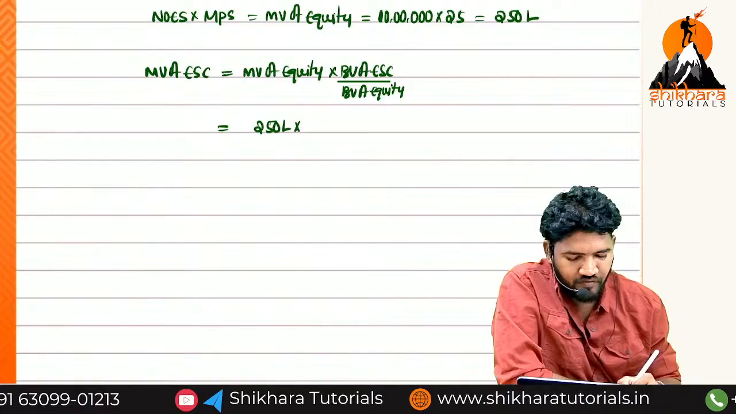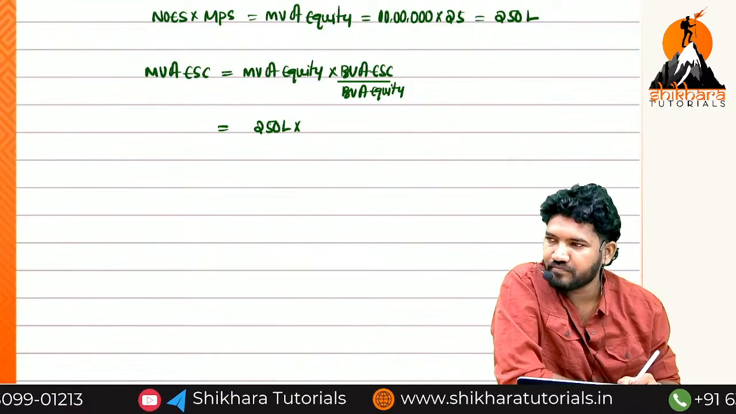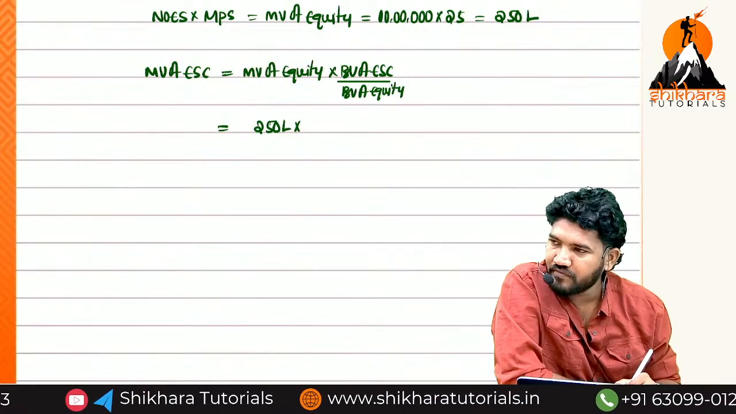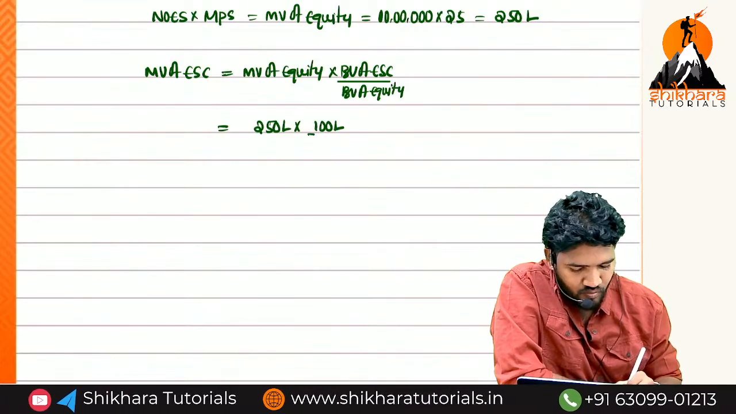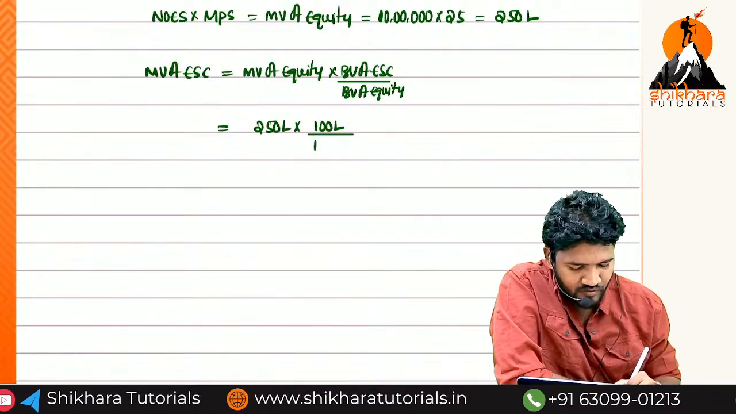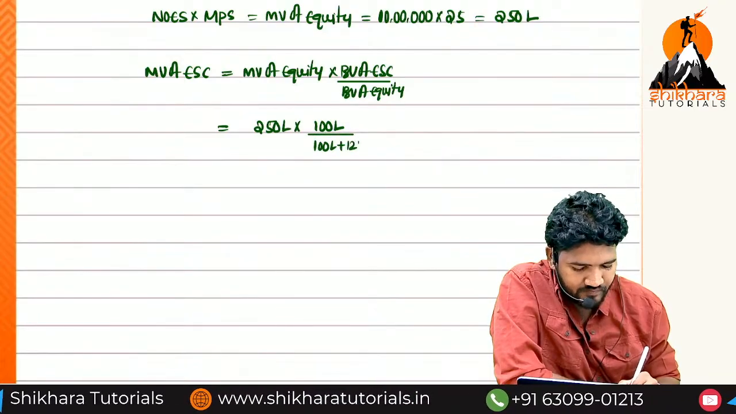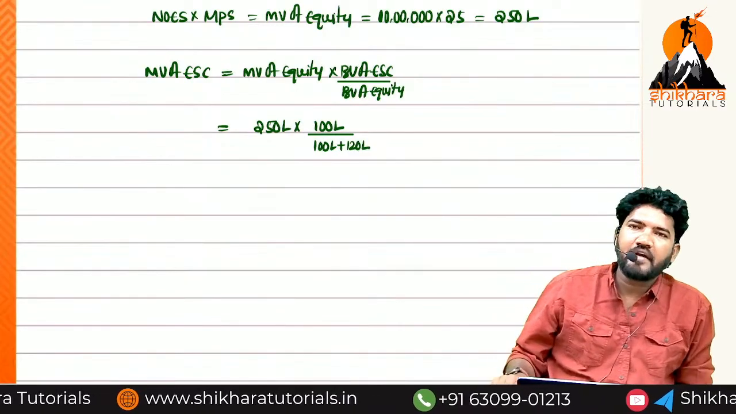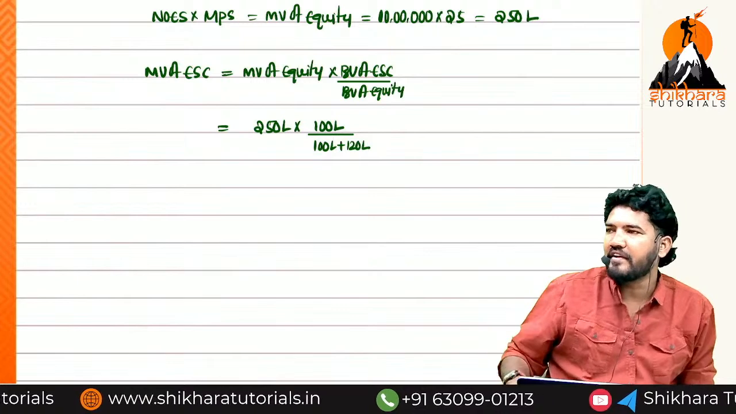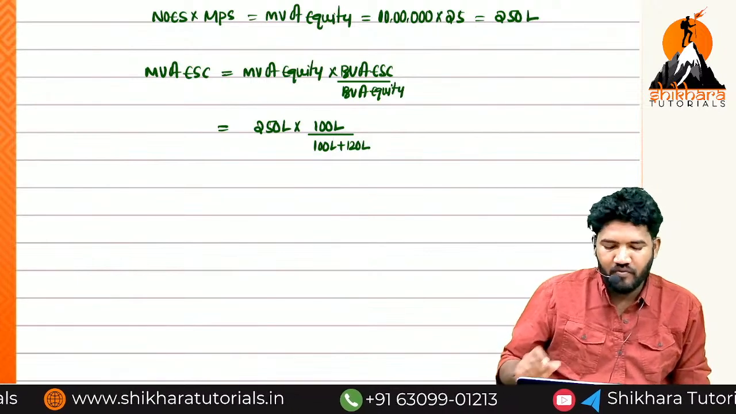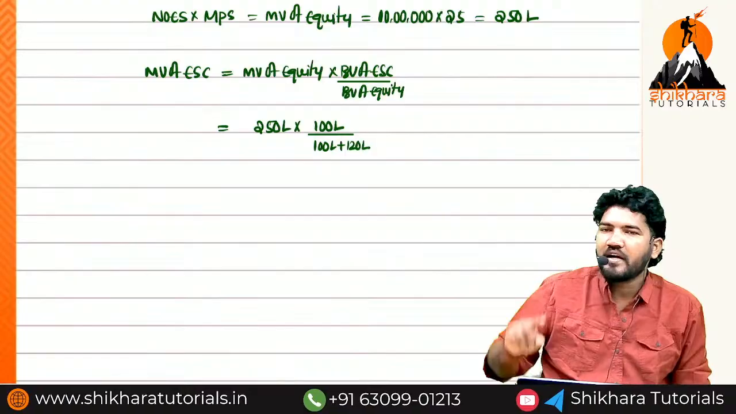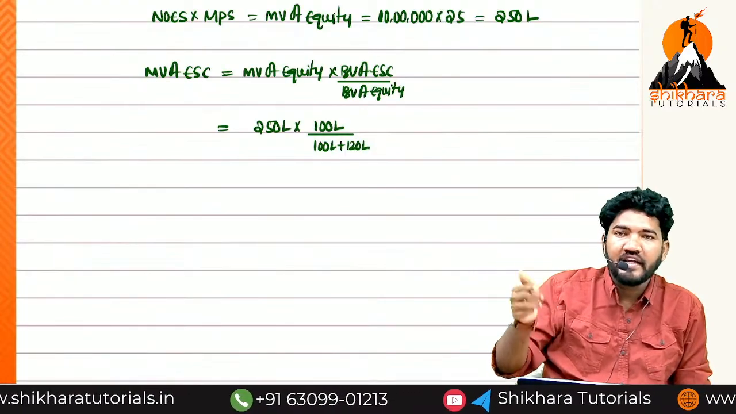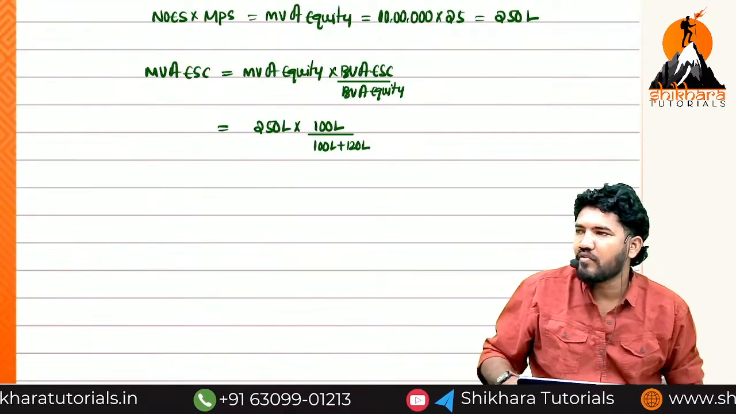Now what about the book value of equity share capital given in the question paper? 100 lakhs. What about the book value of equity? 100 lakhs plus 120 lakhs. Why 100 plus 120? Equity share capital plus retained earnings is known as equity. See the formula clearly: numerator book value of equity share capital, denominator book value of equity. Now answer.